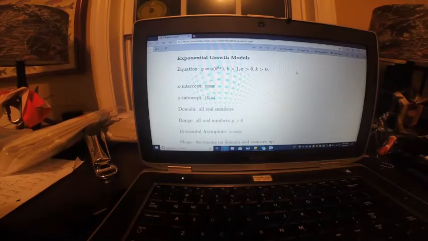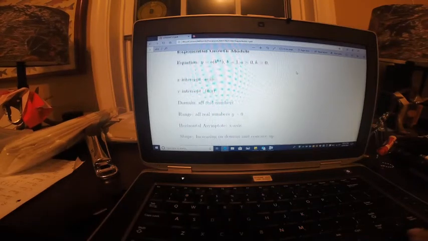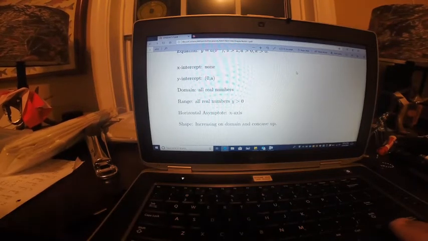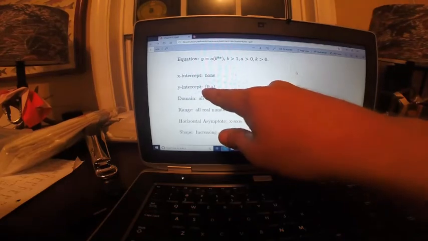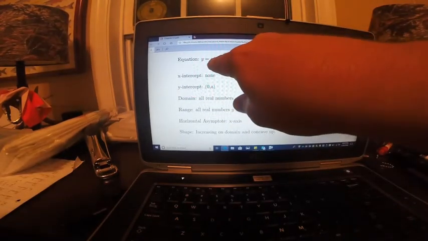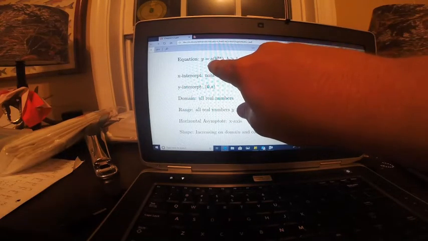Alright, so let's look at exponential growth models. So for this equation, I've got y equals a times b raised to the k times x, where b is greater than 1, a is greater than 0, and k is also greater than 0. Here we also don't have an x-intercept. Our y-intercept is going to be 0, a. So 0 and whatever this a is in front is going to be our y-intercept. It's where it's going to hit the y-axis.